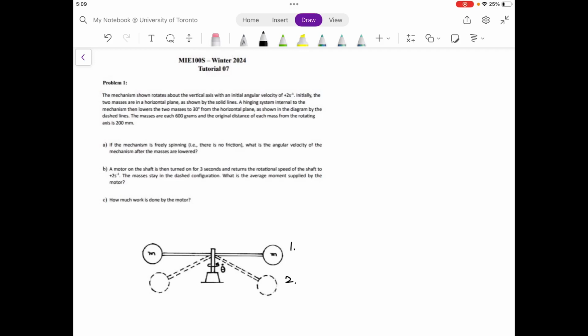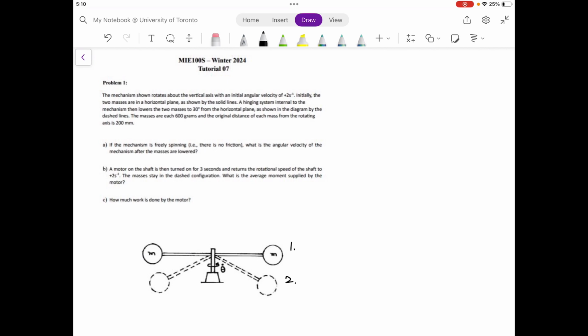Tutorial number 7, question number 1. The mechanism shown rotates about the vertical axis with an initial angular velocity of 2 radians per second. Initially, the two masses are in a horizontal plane, as shown by the solid lines. A hinging system internal to the mechanism then lowers the two masses to 30 degrees from the horizontal plane. If the mechanism is freely spinning, what is the angular velocity of the mechanism after the masses are lowered?